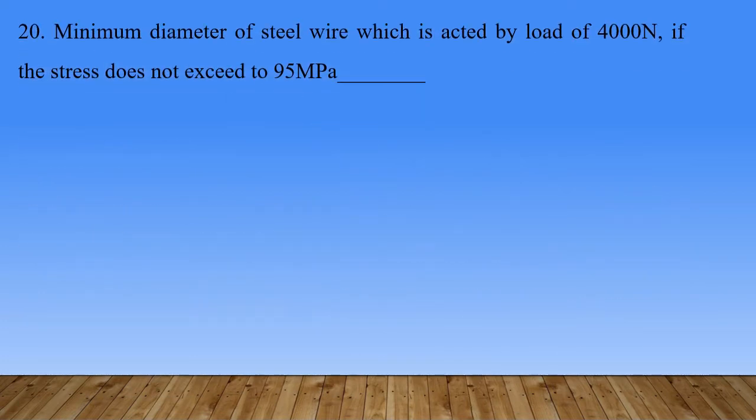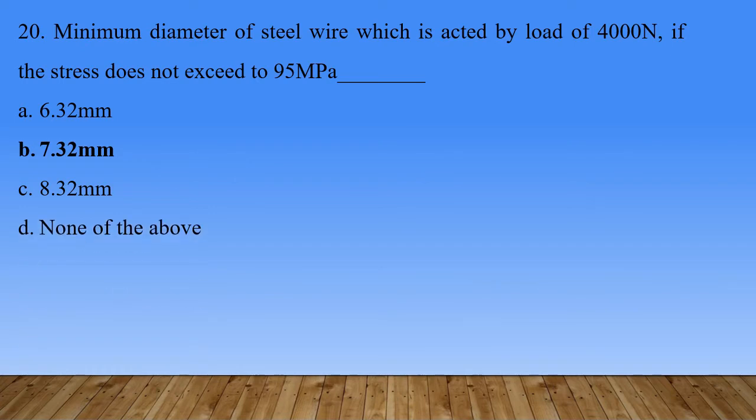Question number 20. What is the minimum diameter of a steel wire which is acted on by a load of 4000 Newton if the stress does not exceed 95 megapascal? Option A, 6.32 mm. Option B, 7.32 mm. Option C, 8.32 mm. Option D, none of the above. The correct answer is option B, that is 7.32 mm.